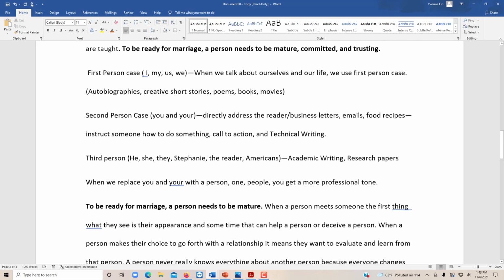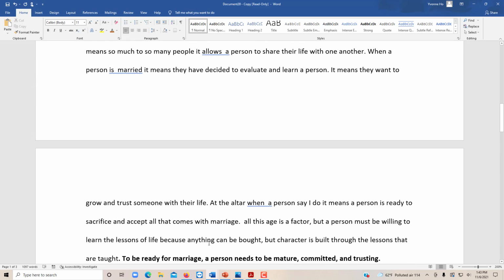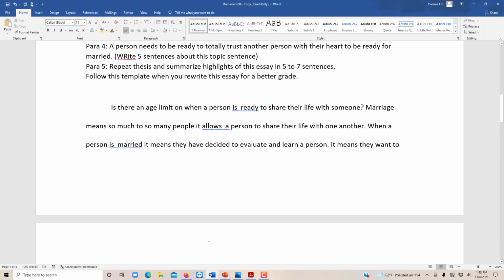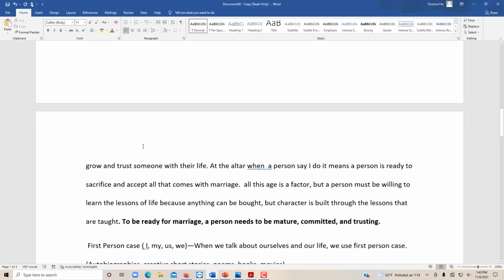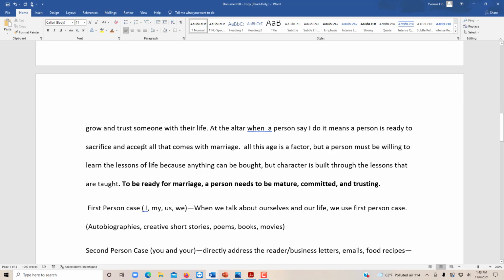So I already did this person's essay and I redid her first paragraph. Is there an age limit on when a person is ready to share their life with someone? Marriage means so much to many people. It allows a person to share their life with one another. When a person is married, it means that they have decided to evaluate and learn from one another. It means they want to grow and trust someone with their life.